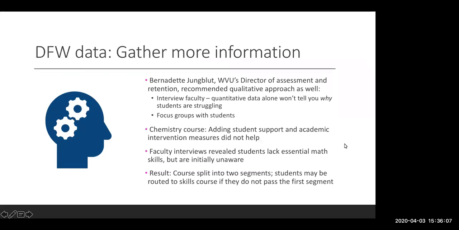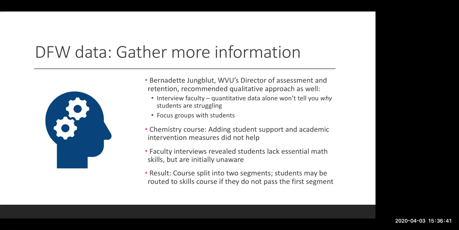Now in this example, this actually happened. So what was the issue that was going on? So down in WVU, this was the situation. And what they decided to do was to additionally interview faculty to try to figure out why students were struggling. Okay, because the data itself is not going to tell you why. It will tell you students are struggling, but the why is the real important information that you need there. And they also decided to do focus groups with students to figure out in what exact ways they were struggling.